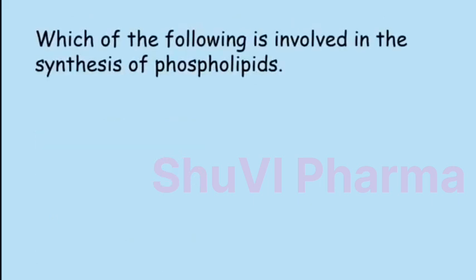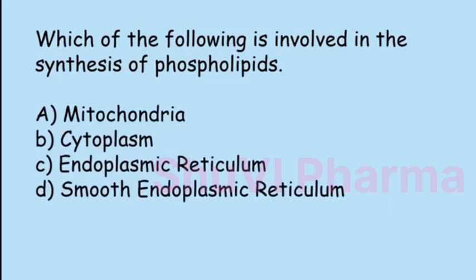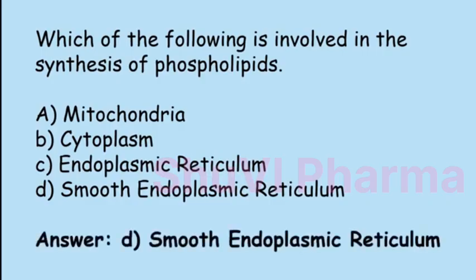Which of the following is involved in the synthesis of phospholipids? Mitochondria, cytoplasm, endoplasmic reticulum, smooth endoplasmic reticulum. The correct answer is option D. Smooth endoplasmic reticulum is involved in the synthesis of phospholipids.